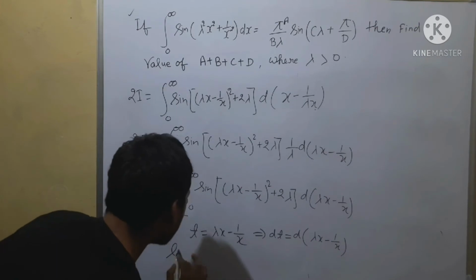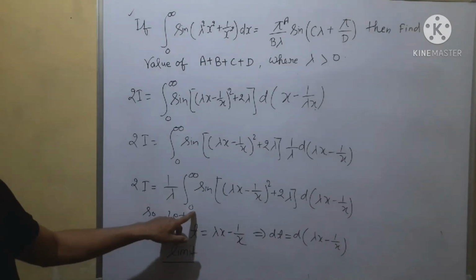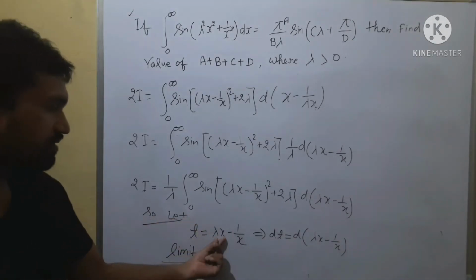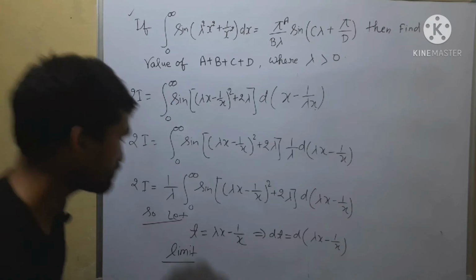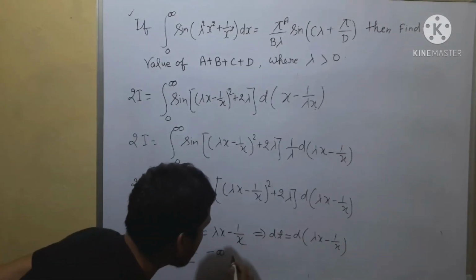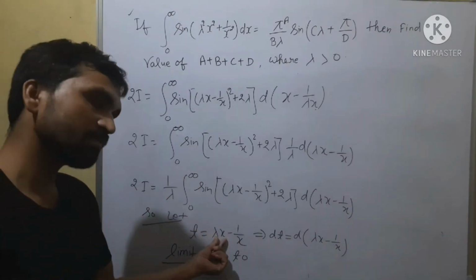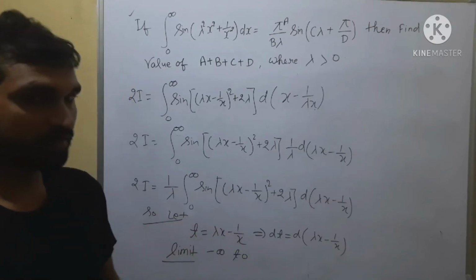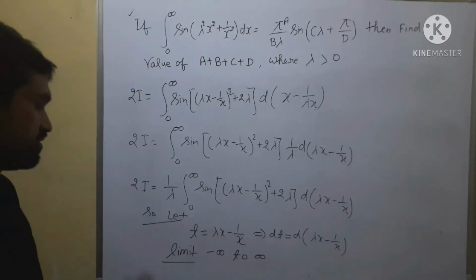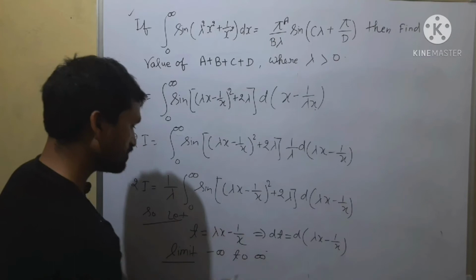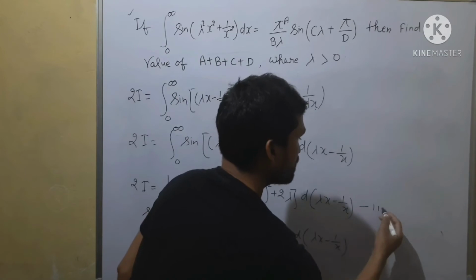So our new limit will be what? Okay guys, if we put the value of x as 0 here, this term will be 0 and it will be minus 1 by 0. Minus 1 by 0 is minus infinity. So the limit is minus infinity to, if we put infinity here, this term will be infinity and this term will be 0. Infinity minus 0 is infinity. So the limit is overall minus infinity to plus infinity. Now we should put these values in equation number 3.